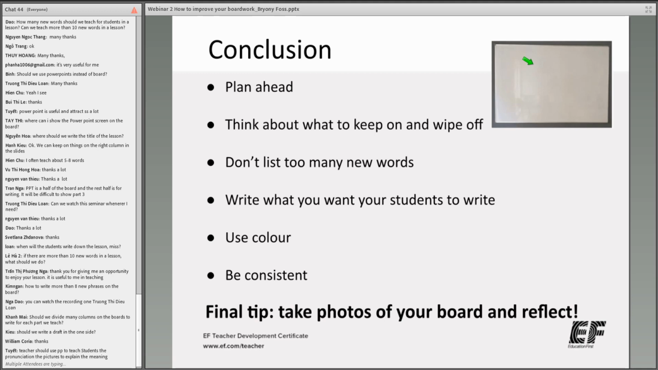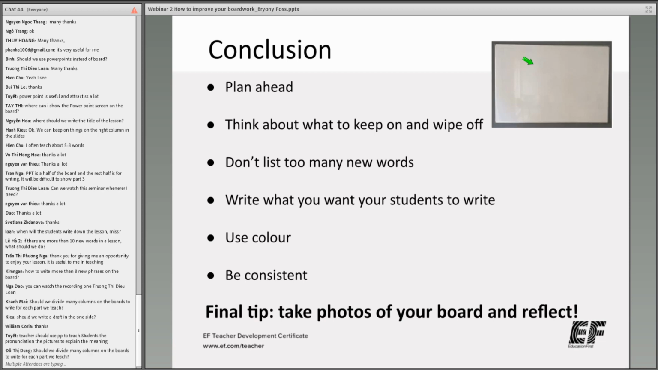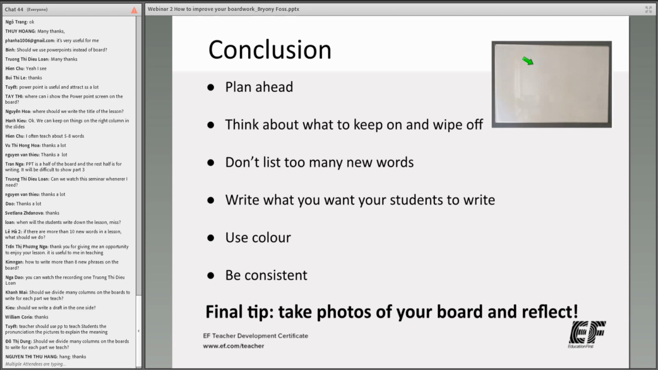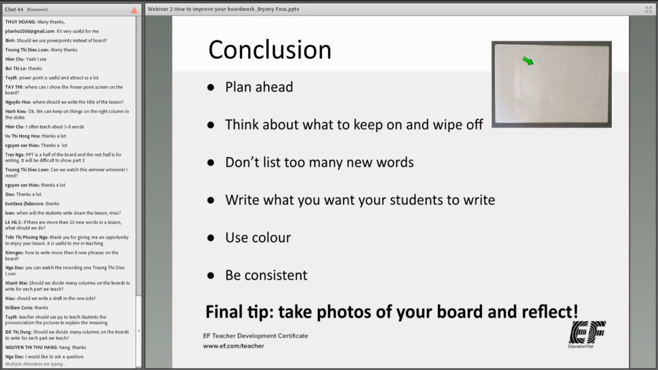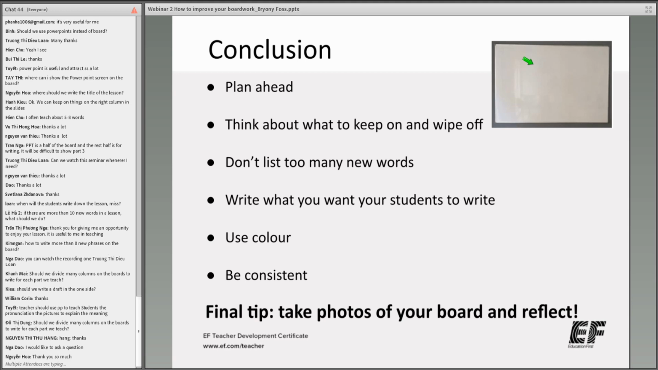How to write more than 8 new phrases on the board. So this question here from Kim Ngan. If you're writing new sentences on the board, remember to do that when the students are busy reading or having discussion groups, so that they are not watching you write 8 new expressions on the board, which can take time.